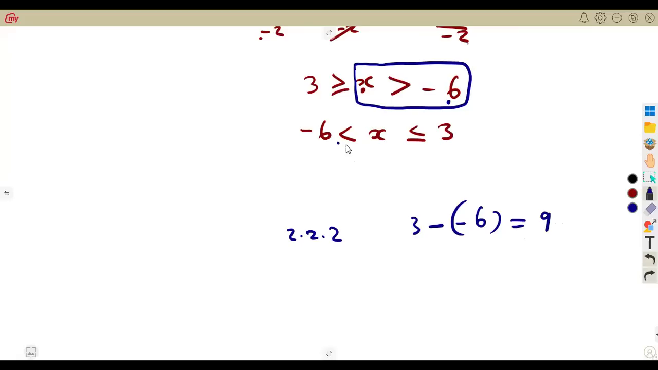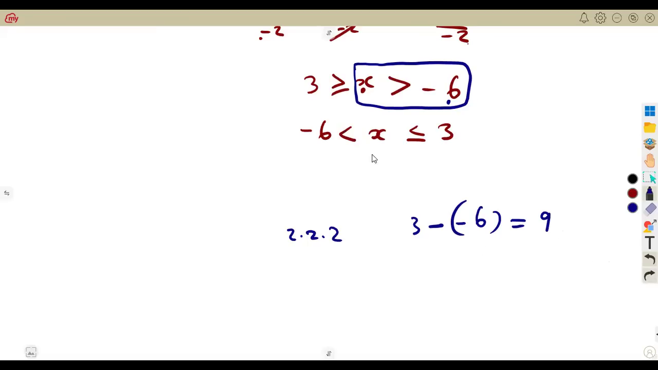If it was greater than or equal to, you were going to add a 1 because minus 6 is also involved. So you find the difference, then you add a 1. So it will be what? A 10. But in this case, the greater than or equal to is not there. So the difference, that one, and let's go on.